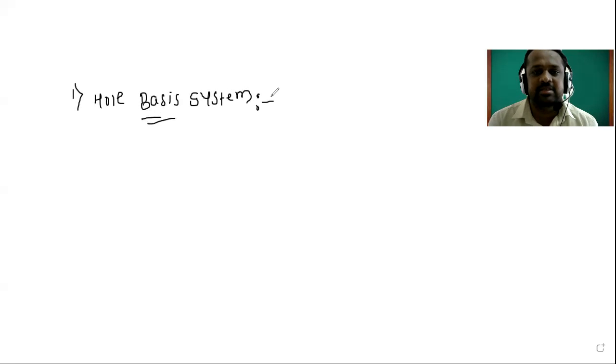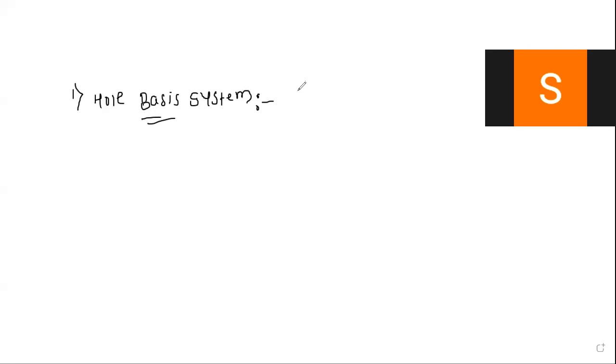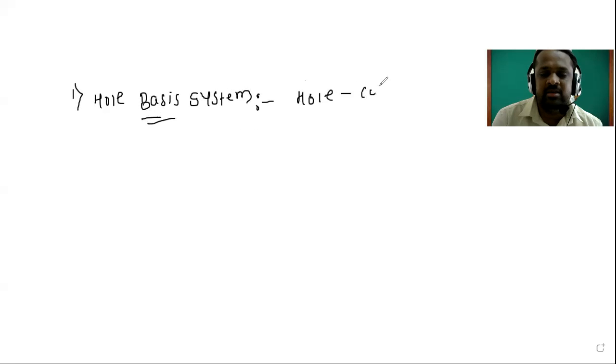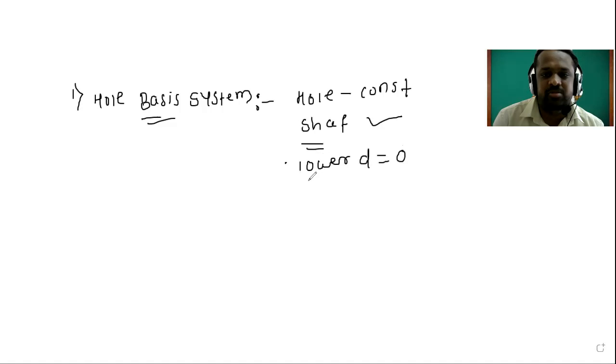Hole basis system. What is meant by the hole basis system? We know that in the hole basis system, the size of the hole is kept constant, and the size of the shaft is varied. Which deviation is zero in the hole basis system? The lower deviation should be zero.